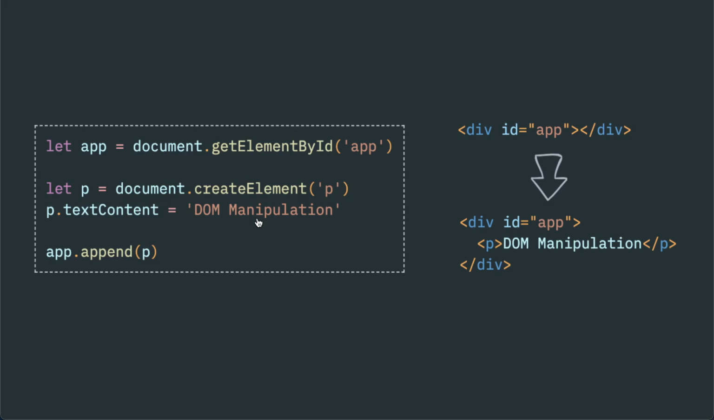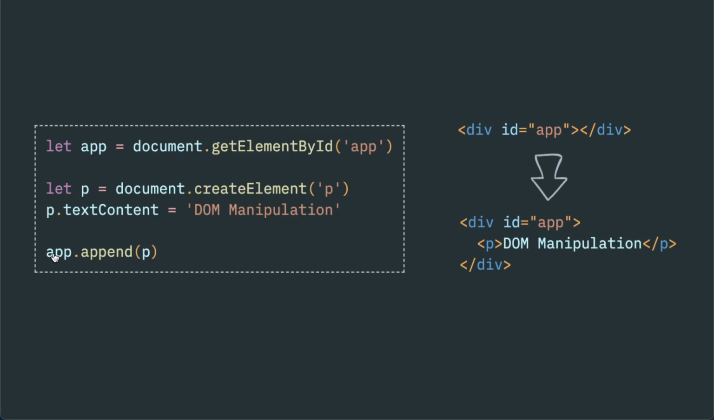But there is an alternative to do that, and it's supported across multiple browsers. I'm not sure when it was added, but this is also a very popular syntax. So we can do p.textContent equals DOM manipulation, and this text will appear here. Once we create this p node, it will be available inside memory. So we have the app node separately and we have the p node, and we have to join those two.